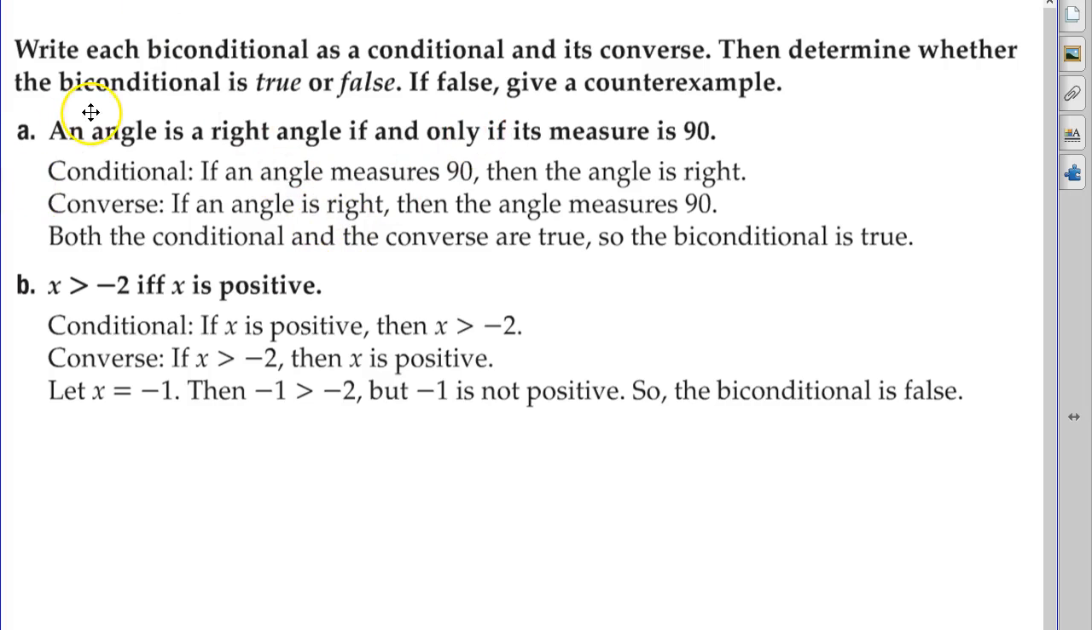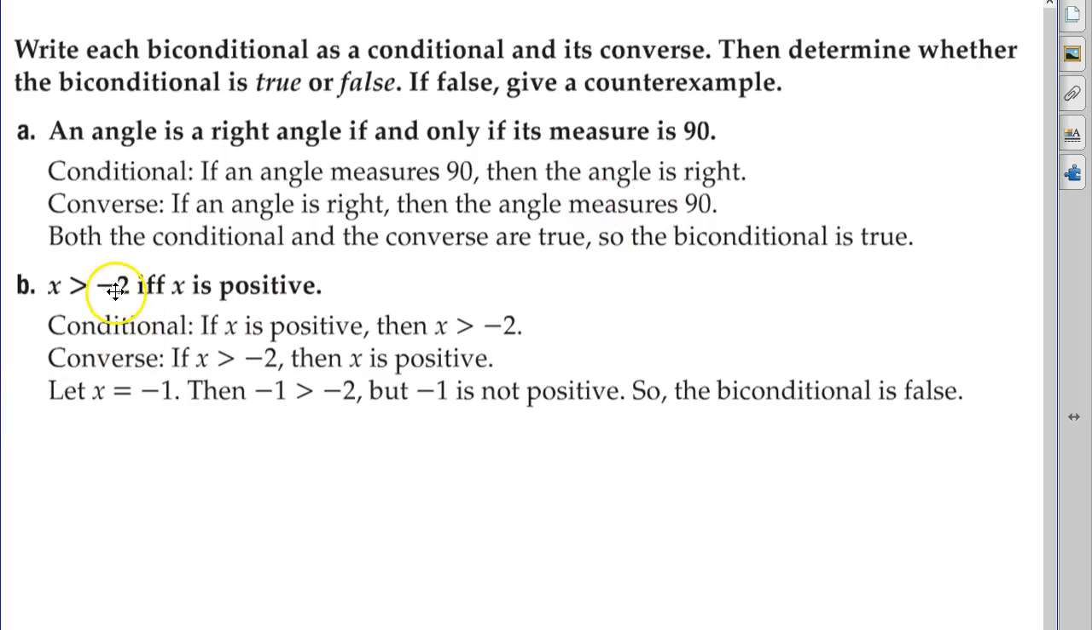So for instance, an angle is a right angle if and only if it measures 90 degrees. That's true. Here's the conditional: if an angle measures 90, then it's a right angle. If it is a right angle, then the angle measures 90. That's definitely true, so this is a true biconditional statement.